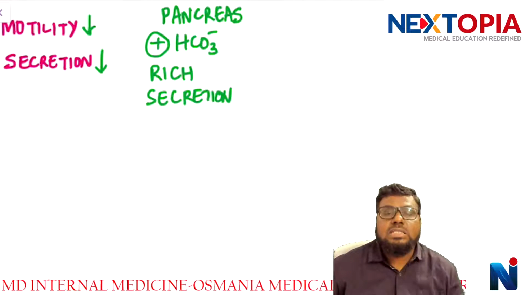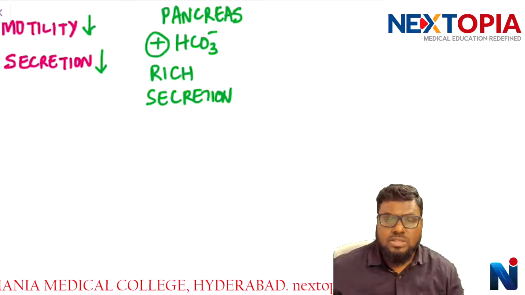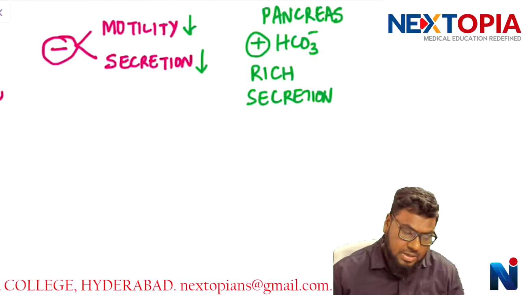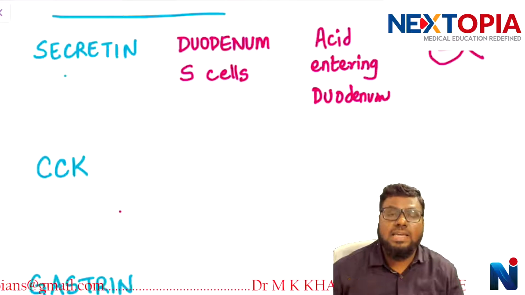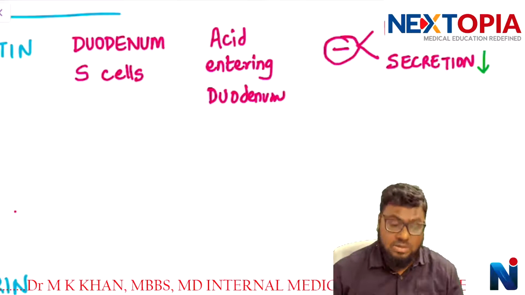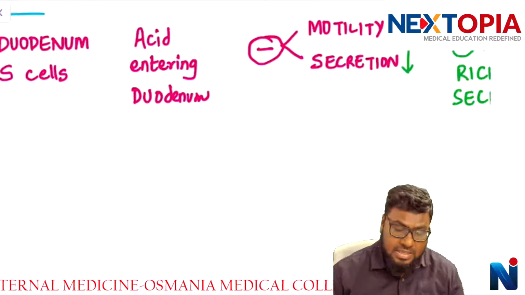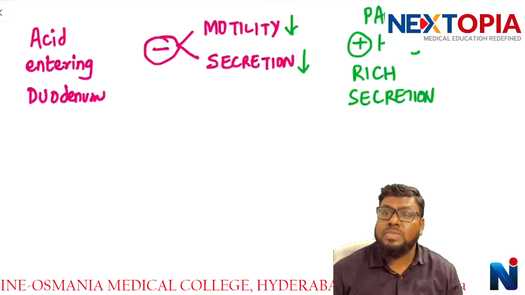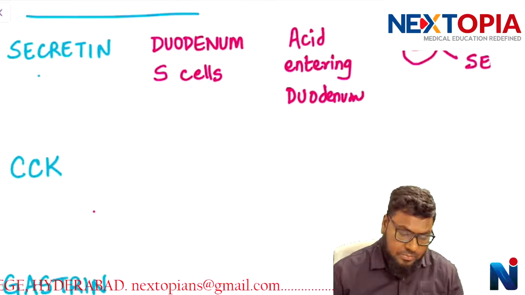It's a very, very important point. Please remember, the name itself, secretin, means it is increasing the pancreatic secretions, but it inhibits the gastric and stomach secretions. Secretin decreases the stomach secretions, but it enhances the pancreatic secretion. This point you will have to please remember.